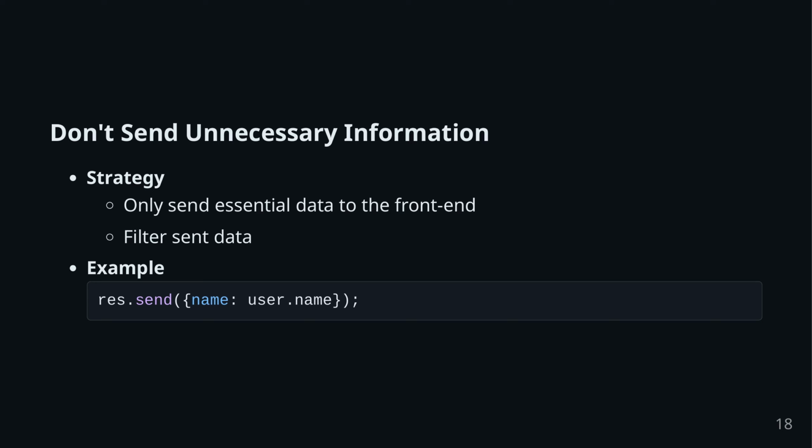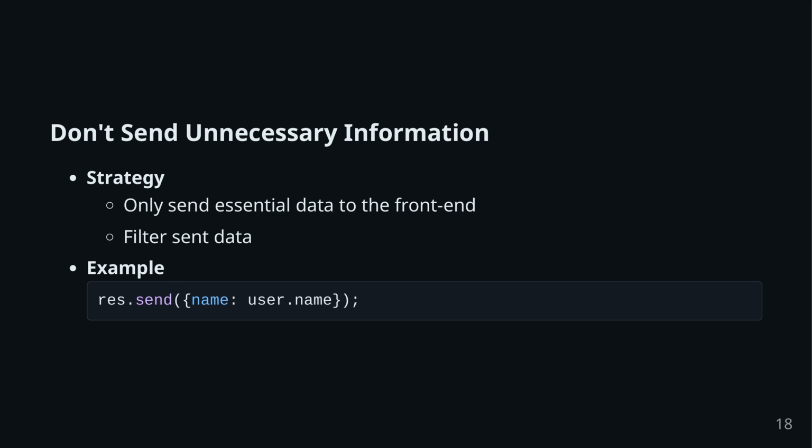On this slide, we'll discuss the importance of not sending unnecessary information to the front end. Ensuring that only essential data is transmitted helps to protect sensitive information and optimize performance. You should filter the data you send, making sure it is minimal and specific to the front-end needs. For example, if you have a user object but only need to send the name, structure your response like this. Send user.name. This practice reduces the risk of inadvertently exposing sensitive data and helps in maintaining a cleaner and more efficient API response.